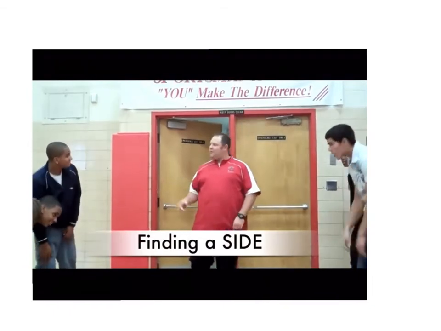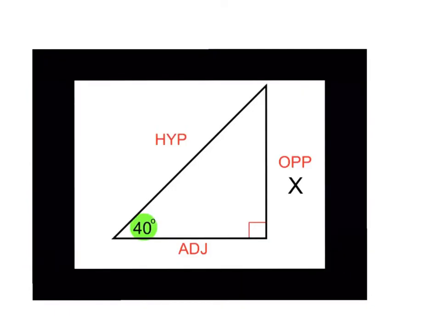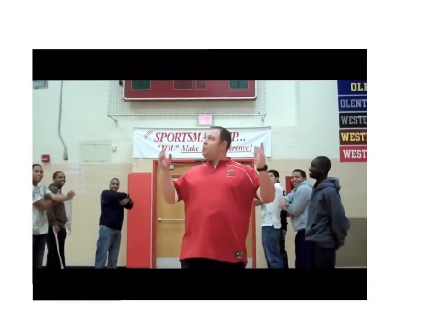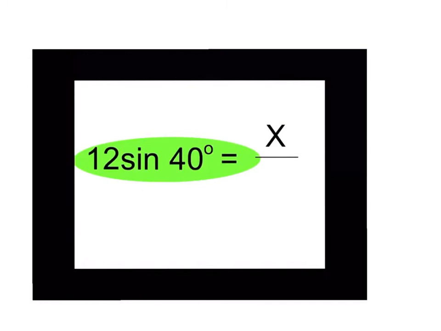Roll with me right now. If you need a side, you gotta know two things. Okay, let's ride. You need an angle and one of the sides. Issue is where does X reside? See it up high, that's how you know to multiply.